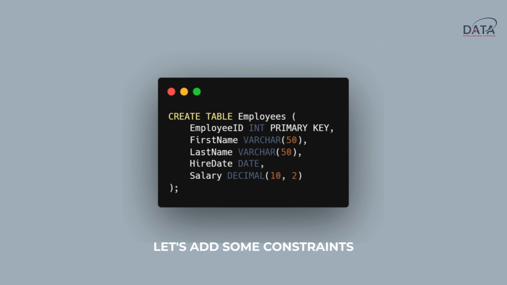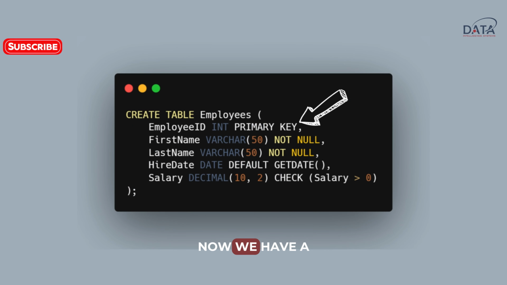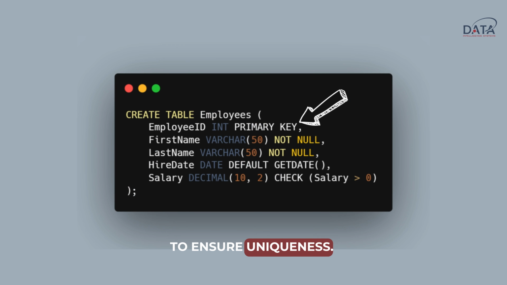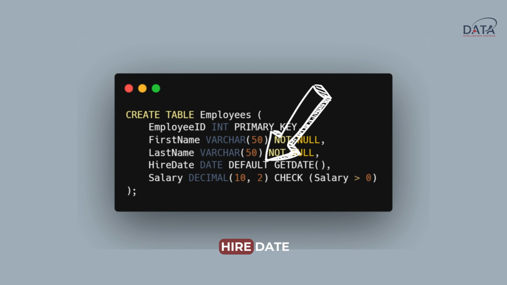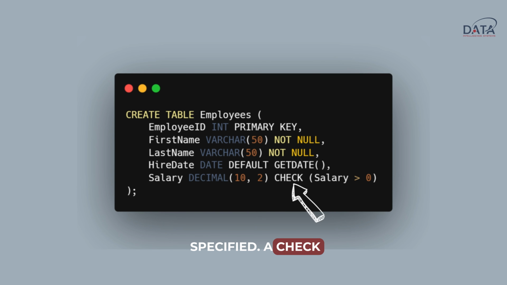Let's add some constraints to our employees table. Now we have a primary key on EmployeeID to ensure uniqueness, NOT NULL on FirstName and LastName to ensure these fields always have a value, a DEFAULT constraint on HireDate to automatically fill in the current date if no date is specified, and a CHECK constraint to ensure that salary values are positive.